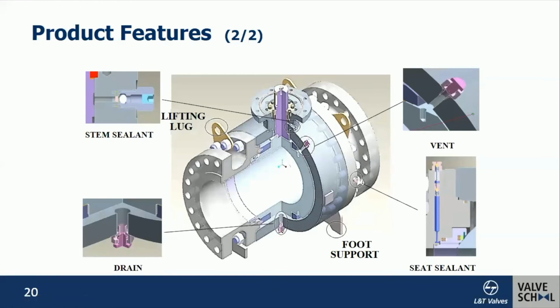The seats and the stem are also provided with a feature for sealant injection. This is primarily to take care of the aspect that after prolonged usage, if there is any minor passing observed from the valve, there could be a means of charging in the sealant, which will flow through this passage onto the interface between the ball and the seats. This will provide some temporary sealing, which will take care of the valve till the valves are taken up for maintenance. Larger sizes are provided with foot supports and lifting lugs as per specifications.